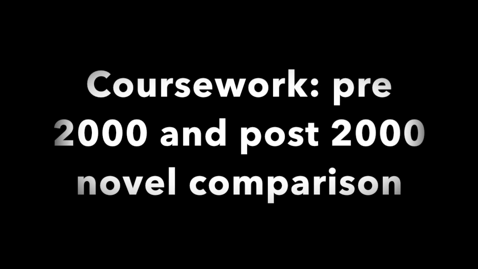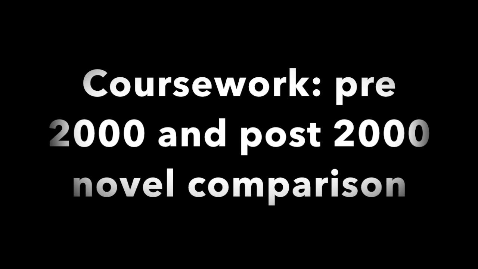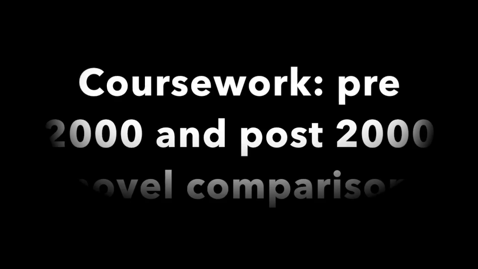Okay, so today I'm going to model some annotation of some extracts from The Great Gatsby, from Jane Austen's Emma, and also from Notes on a Scandal. These are texts that we've been looking at to prepare for Year 13 coursework for English literature, where you've got to choose a pre-2000 novel and a post-2000 novel.